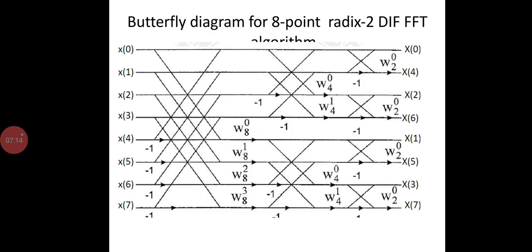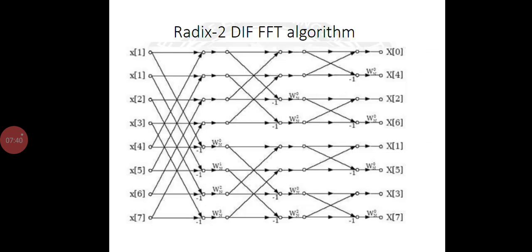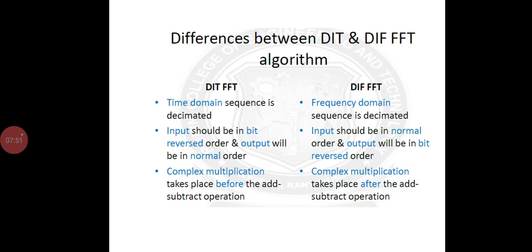And this is the butterfly diagram for the 8-point radix-2 DIF FFT algorithm. First is 8-point, next 4-point and 2-point; this is just the reverse of the DIT algorithm. The only difference is that in the DIT algorithm the input is in bit reversal order and the output is in the normal order, and just the reverse of this is the case in the DIF algorithm. Here we are just replacing all the twiddle factors as denoted in this diagram. That is the radix-2 DIF FFT algorithm.